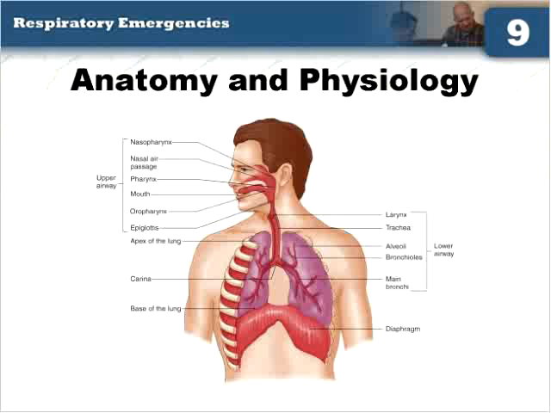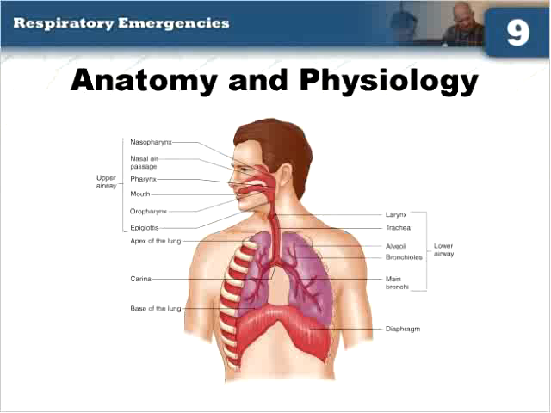Let's go back over the anatomy and physiology. We'll go over the upper and lower airway structures of the body. Obviously, the upper airway structure, you have the nasal pharynx, the nasal air passage, the mouth, the oral pharynx, the epiglottis, and then the apex of the lungs. That's the top part. And then you go into the lower. You have the larynx, the trachea, the alveoli, the bronchi, and then the main bronchioles. Lower, you have the bases of the lungs, and then, of course, the diaphragm.